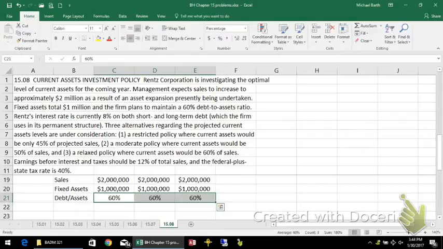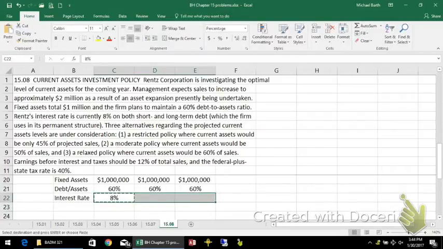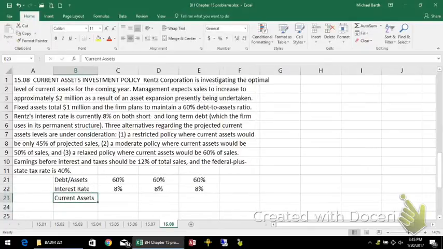All right. And the interest rate, or the cost of debt, is going to be 8%, and the 8% applies to both short-term and long-term debt. The three alternatives regard the current asset levels. Okay, so the current assets are either going to be 45% of sales.